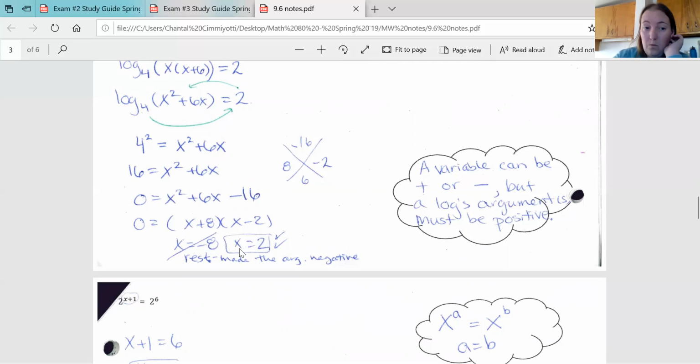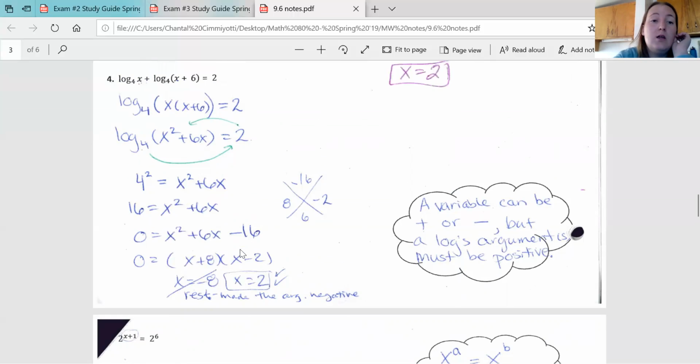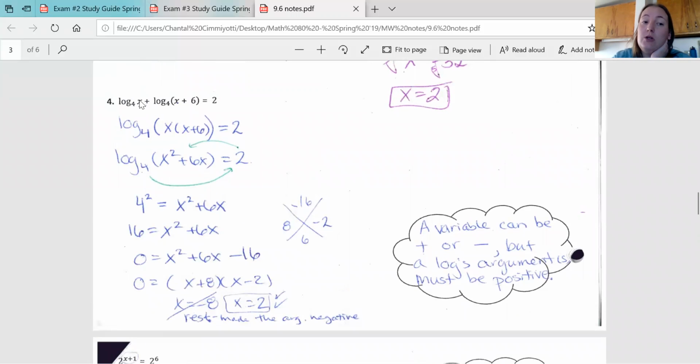Now, because our unknown was part of the argument, we do need to make sure that our argument is positive. The variable can be positive or negative, but the argument itself must be positive. So if I plug in -8 here, my argument would be negative. It would also be negative here. If I plug in 2, it's positive, and then I'd have +8. So the 2 is fine. You can even check your work and make sure that it gives you an answer of 2.